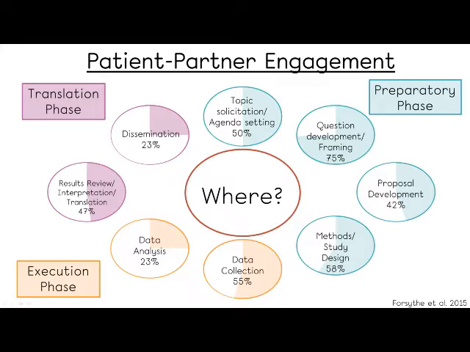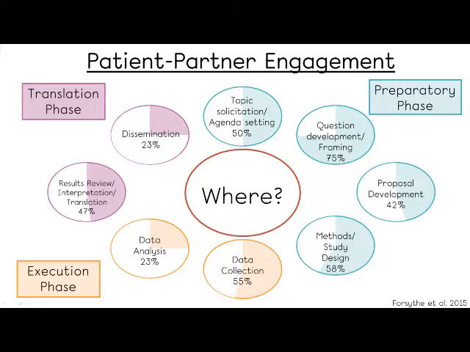Generally, we've broken up the various stages into these 3: preparatory, execution, and translation phases. And what they found was that among these 34 projects, patient partners most commonly occurred during the preparatory phase of a project, where you were soliciting input about research design or questions or exploring what topics you were going to be exploring. And patient partner participation or engagement was typically more concentrated in these earlier phases of the project.